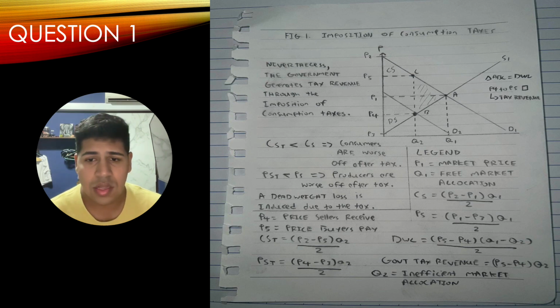For deadweight loss, one of the critical impacts of consumption taxes is the creation of deadweight loss. Deadweight loss is the area where transactions that would have occurred in the absence of the tax do not happen. It represents loss in economic welfare and inefficiency in the market. So to summarize this, consumption taxes generate tax revenue for the government but generally make consumers and producers worse off. The presence of a deadweight loss indicates the resources are not allocated efficiently due to the tax.